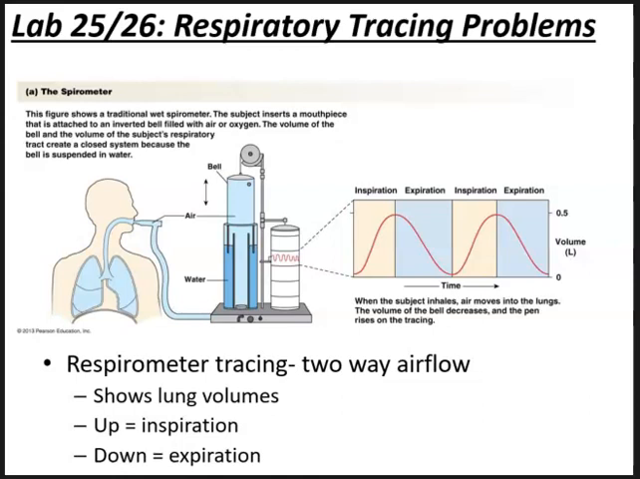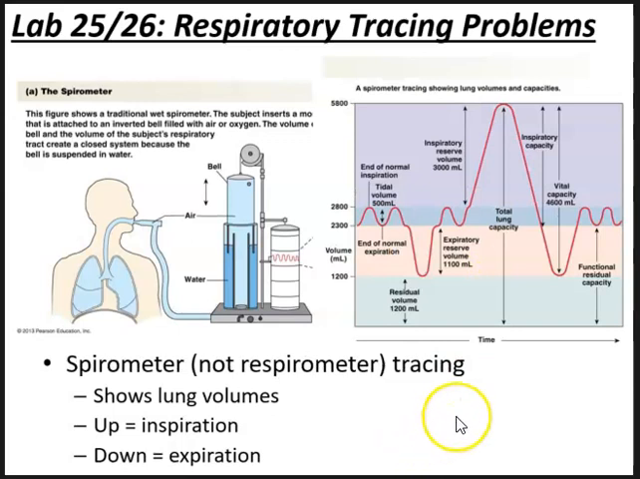So we have tracing paper that is moving at a specific speed, and usually the question will tell you the paper speed. We're using this to measure inspiration and expiration over time and look at different capacities. Again, this will show lung volumes. If the tracing goes up, that is due to inspiration. If the tracing goes down, it will be due to expiration. So we will be measuring lung volumes.